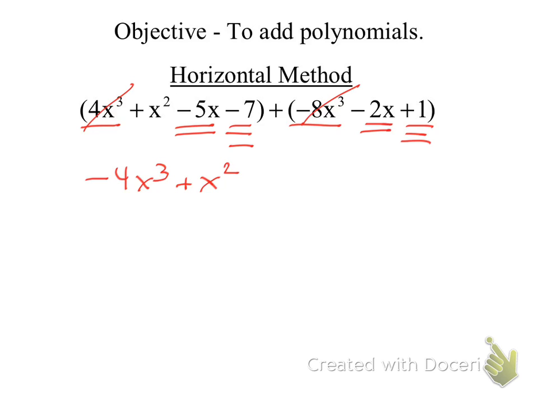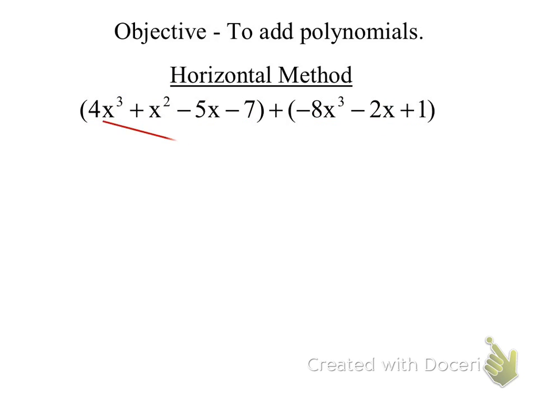Negative 5x and negative 2x. What does that make? Negative 7x. I'm crossing it out. I used that. What's left? 1 and negative 7. Negative 7 and 1 is negative 6. And I cross them out. Now I make sure I've used all the terms. So that's method number 1.